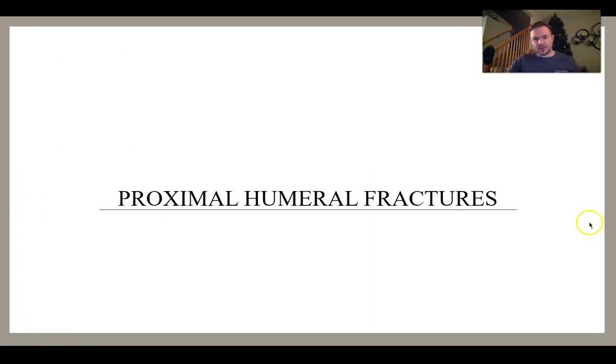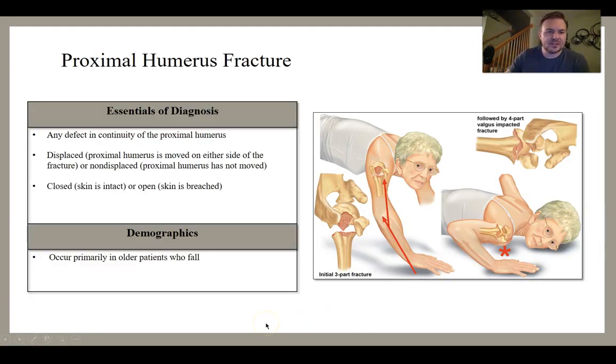All right, proximal humeral fractures. So any defect in the continuity of the proximal humerus following a fall, we'd be suspicious of a proximal humerus fracture. And this can be a closed or open fracture, meaning it's retained within the confines of the skin, or sometimes they're bad enough, like in a car accident, where you'll get an open fracture, meaning the bone will pierce through the skin, creating an open environment. This usually occurs primarily in older patients who take a fall, which is why balance and fall prevention is so important.